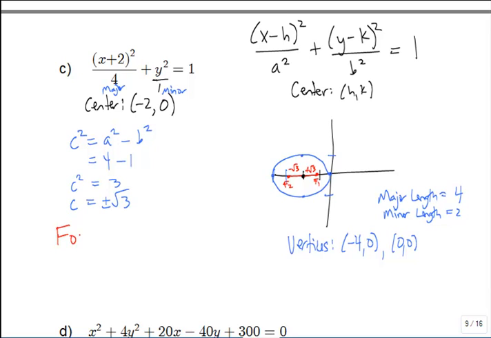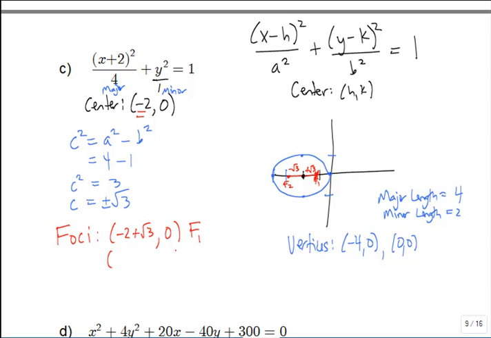So what are our two foci? Let's do the one on the right first. How do we figure out the coordinates of this point on the right? Well, it's the center point for x, which was -2, but then we're adding square root of 3 to it to move it to the right. The y coordinate has not changed, so that's going to stay 0. So this is our f1.